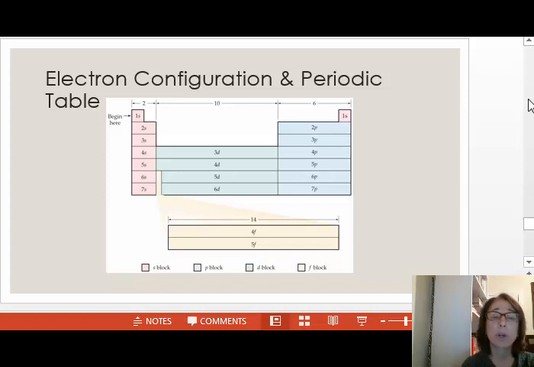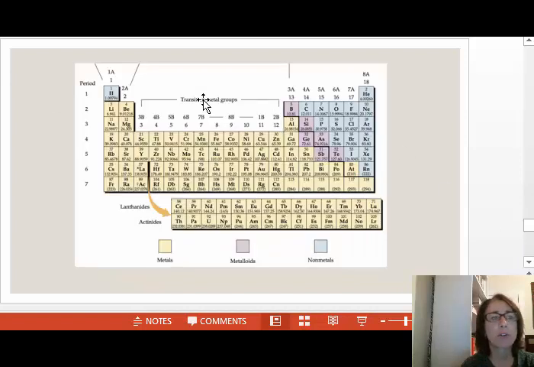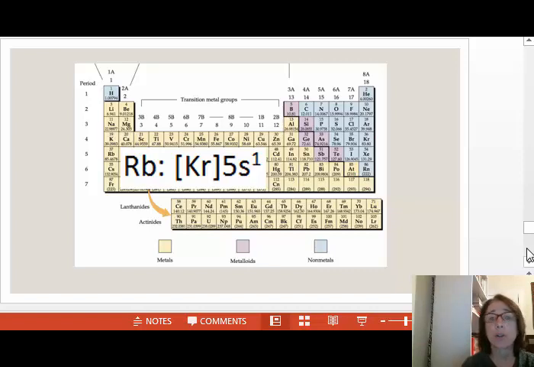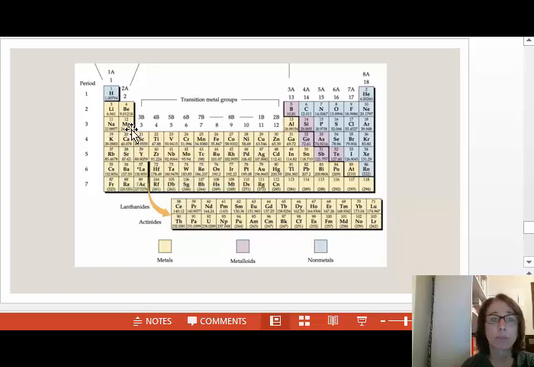The blocks can be used to determine electron configurations. For example, if an element is in the first column of the 5th period, that element has 1 electron in the 5s subshell as the last subshell in the electron configuration. The first element in the 5th period is rubidium. Looking at the condensed electron configuration of rubidium, krypton 5s superscript 1, we see that the last subshell is the 5s subshell and it has 1 electron.